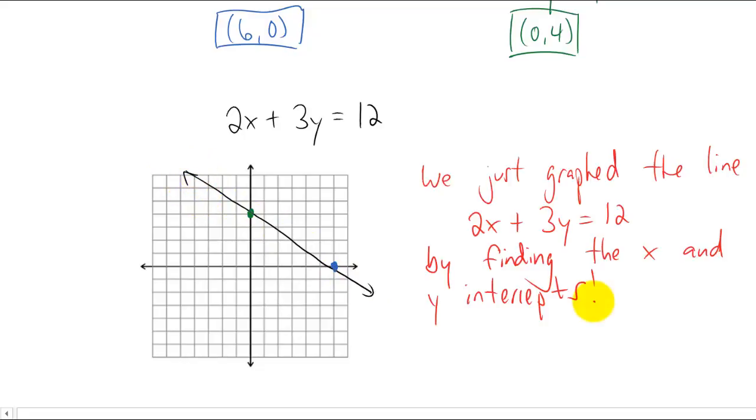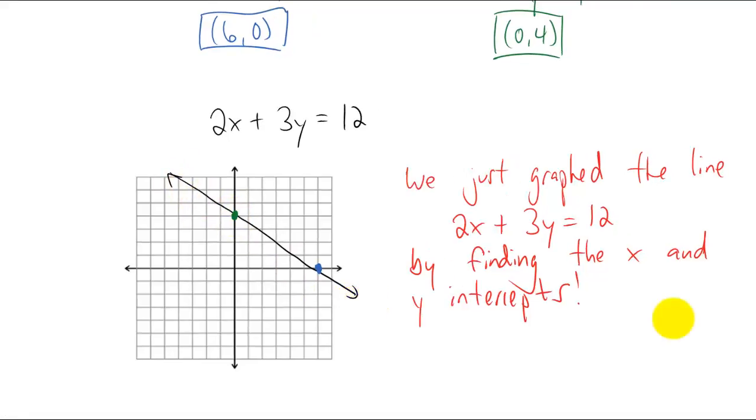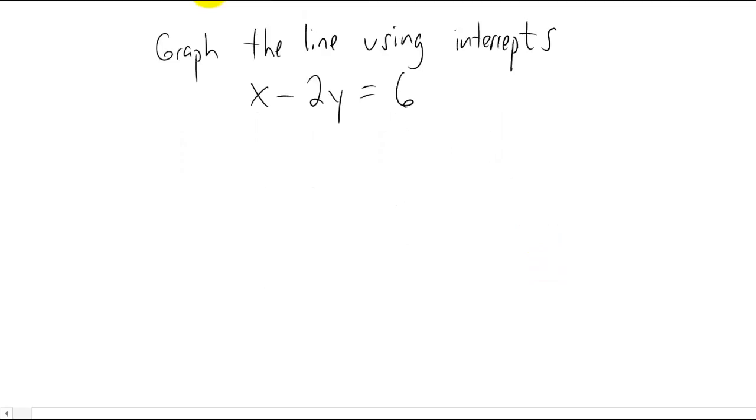And what we just did there is that we graphed the line 2x + 3y = 12 simply by finding the x and y intercepts, by plotting the x and y intercepts, and then connecting them with a line. Let's do this one more time before I give you a quiz. Let's graph this line by finding the intercepts.